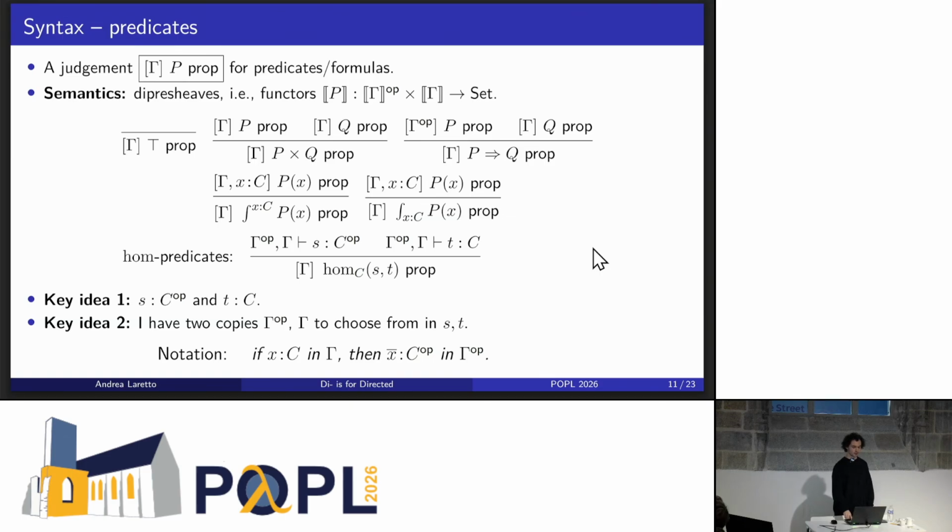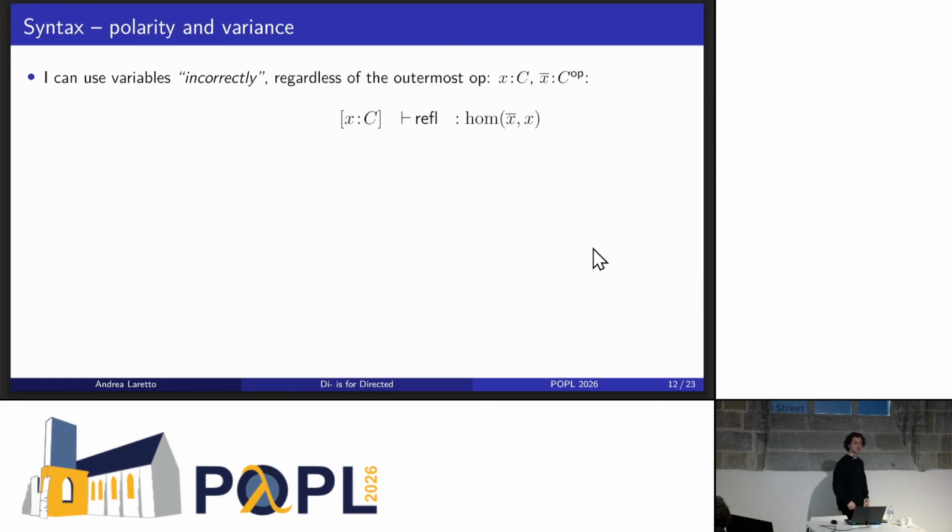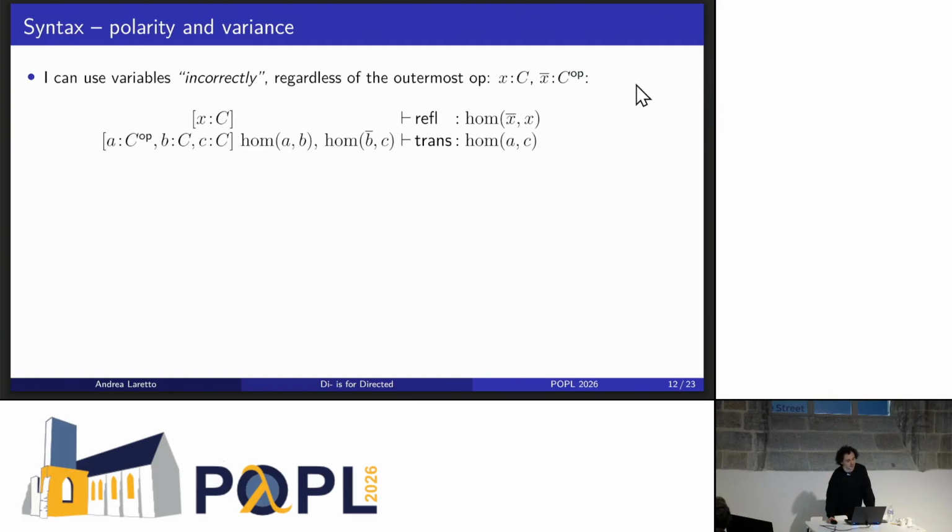What do we use this for? The idea is that we can use variables incorrectly, so regardless of the outermost op. And this is precisely used to solve the polarity problems I told you in the beginning. So if I want to state reflexivity of equality, I can just use, on the left side, x bar, and intuitively it's connected to x. If I want to state transitivity, now I can solve precisely this problem with the B, right? So A here has type C op, so I can just put it here and here. Then I have B of type C. And if I assume that it has type C, then it can be here, but it cannot be here, right? So we have to use it incorrectly there.